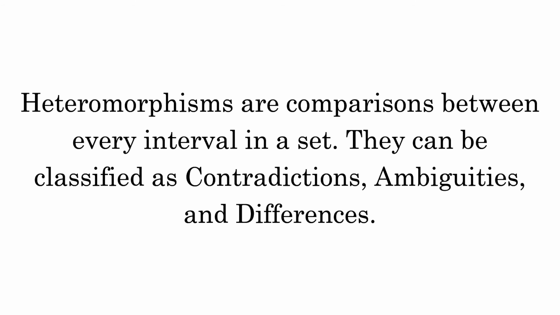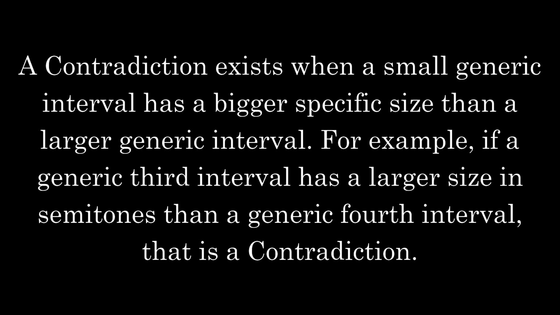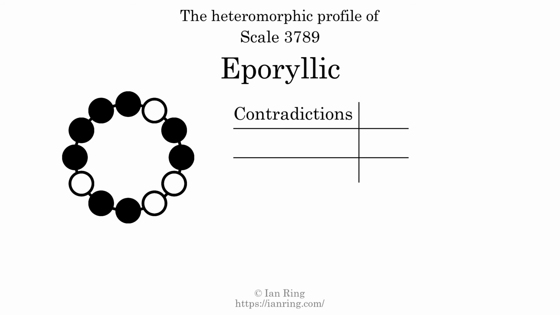Heteromorphisms are comparisons between every interval in a set. They can be classified as contradictions, ambiguities, and differences. A contradiction exists when a small generic interval has a bigger specific size than a larger generic interval. For example, if a generic third interval has a larger size in semitones than a generic fourth interval, that is a contradiction. The number of contradictions in this scale is 24.